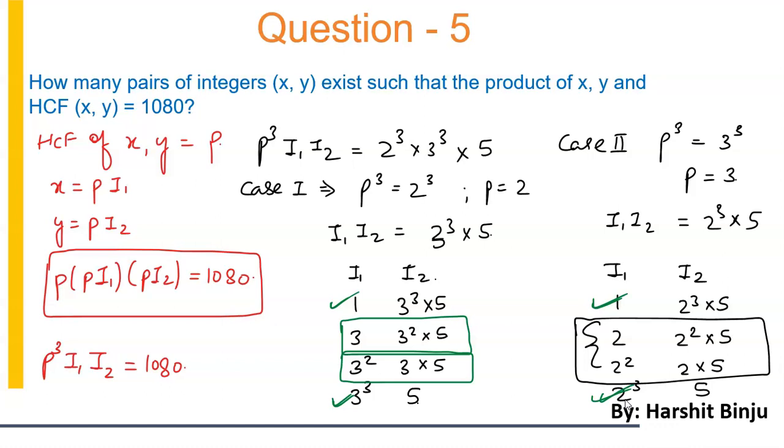So how many pairs of integers are there? So they're going to be 4 pairs, and that is basically your answer. If the question was ordered, then in that case it would have been 8. Otherwise, in this case, it's simply 4.